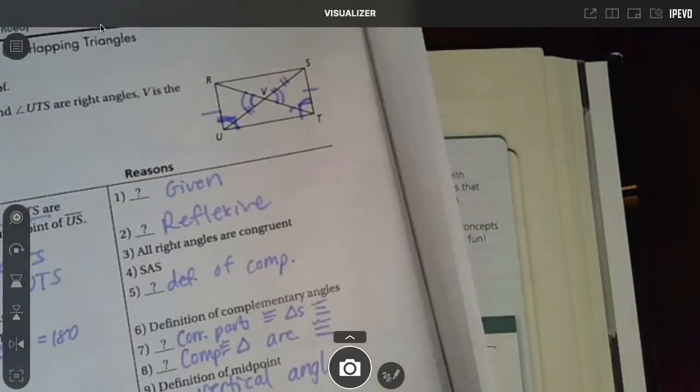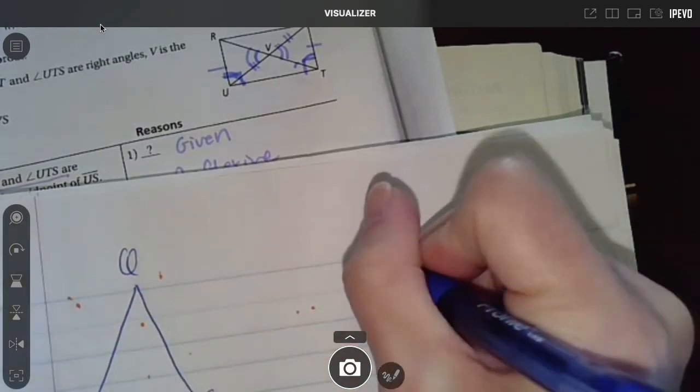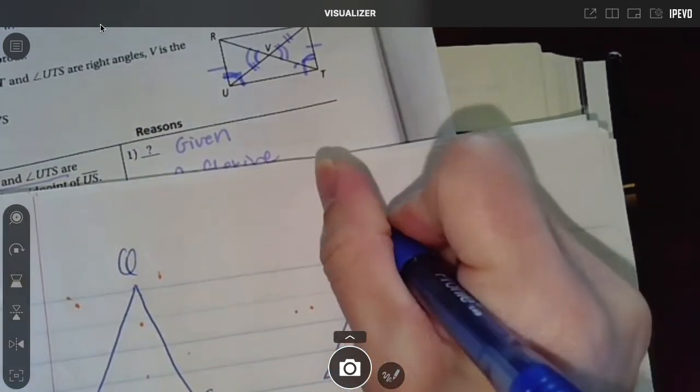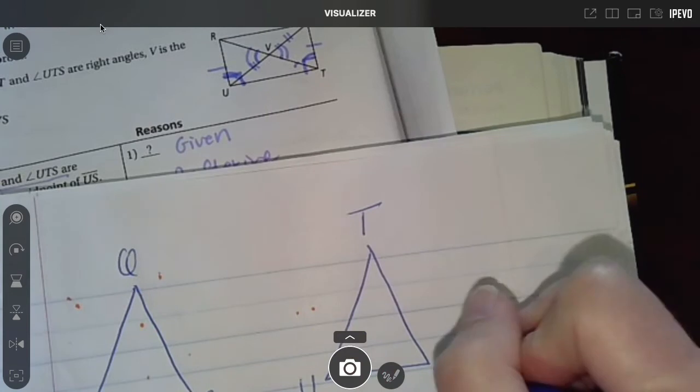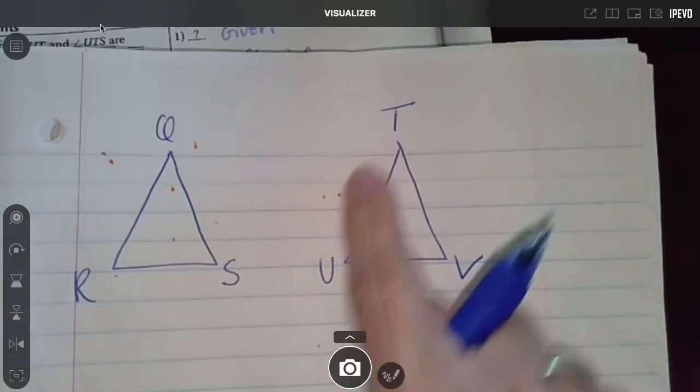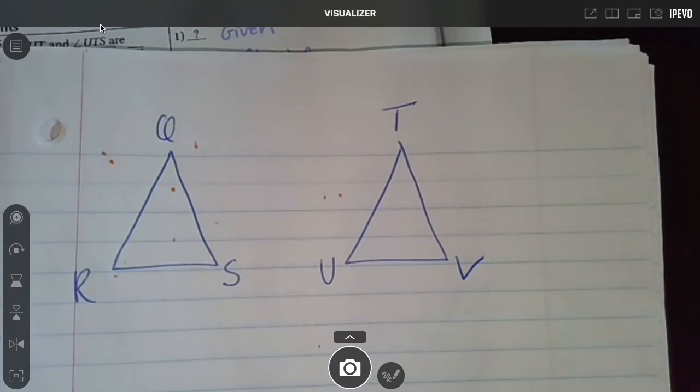I'm going to draw those 2 triangles. It said triangle QRS. I don't know what they look like, but I'll just do this. QRS and triangle TUV. See, if I went this way with QRS, then I want to go this way with TUV. See how I'm making them the same?